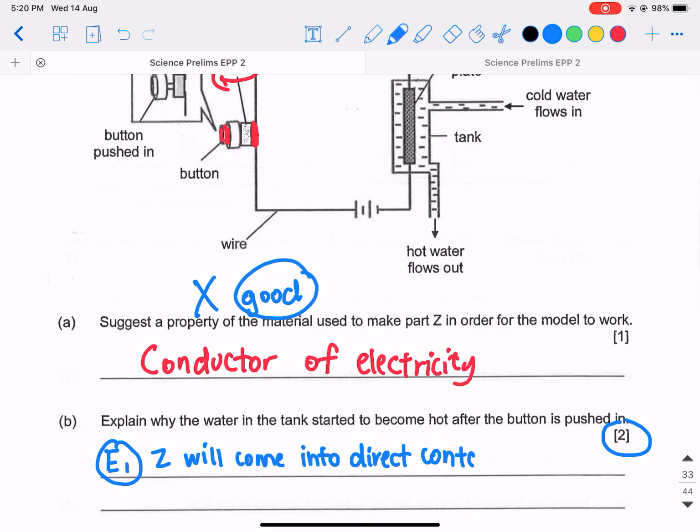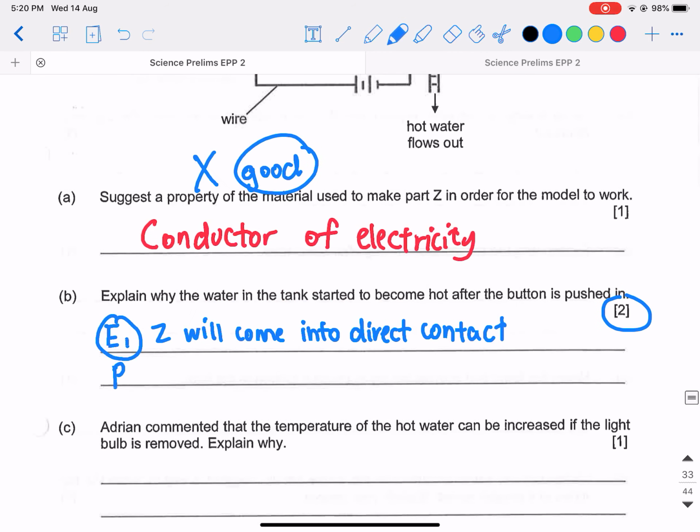So the action, the contact part has to be there. From the picture I can see that when you press it, there will be a direct contact. Now what is the result of having this direct contact? Your first result, with that direct contact, you form a closed circuit. A very powerful science word to use again.